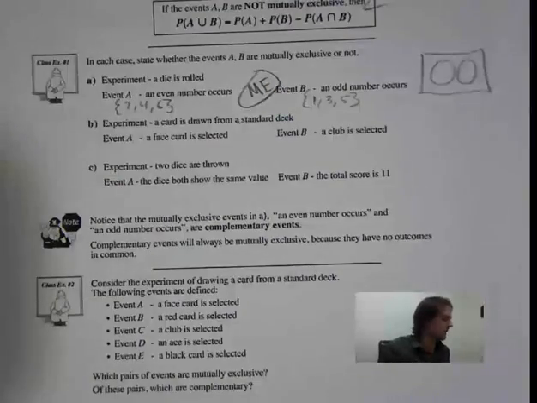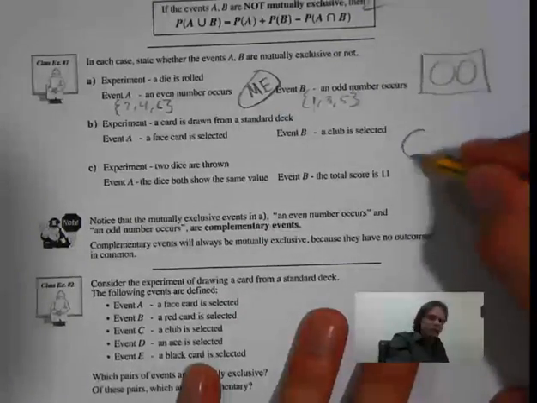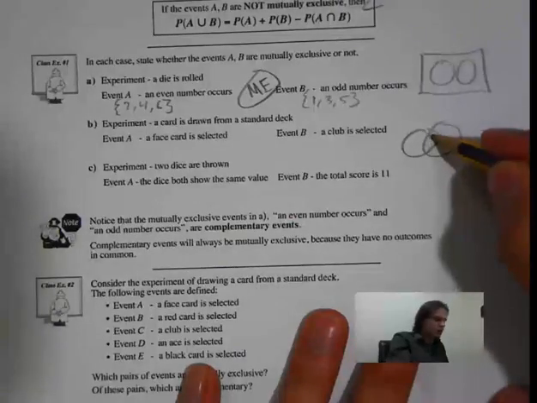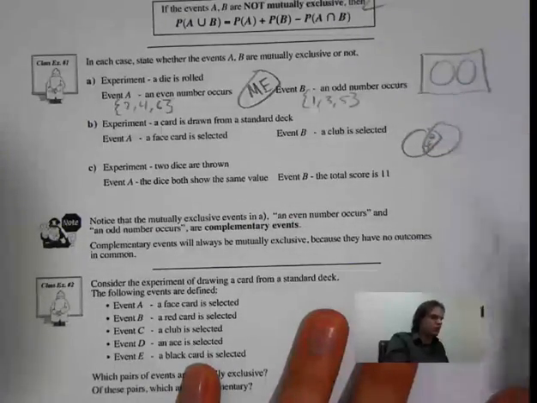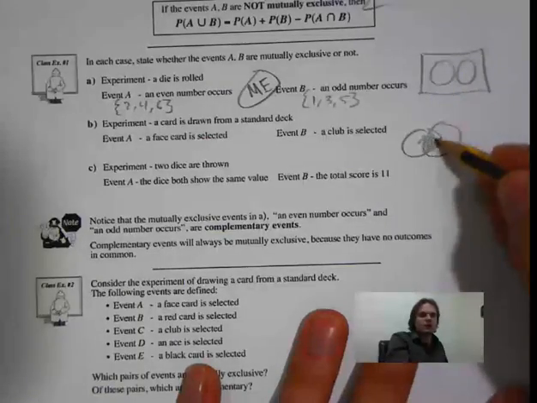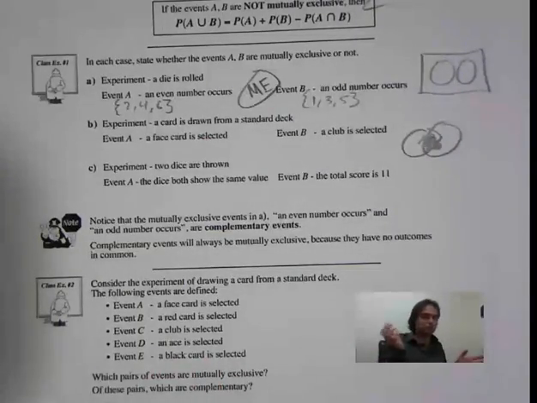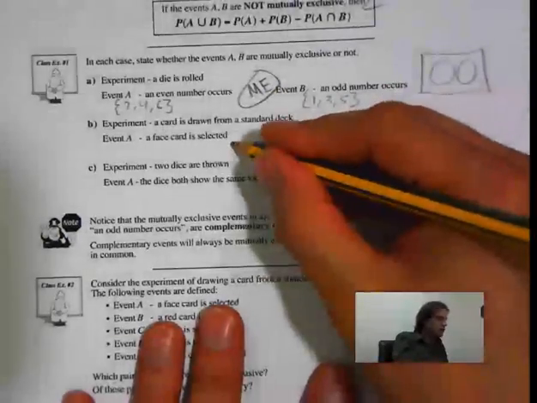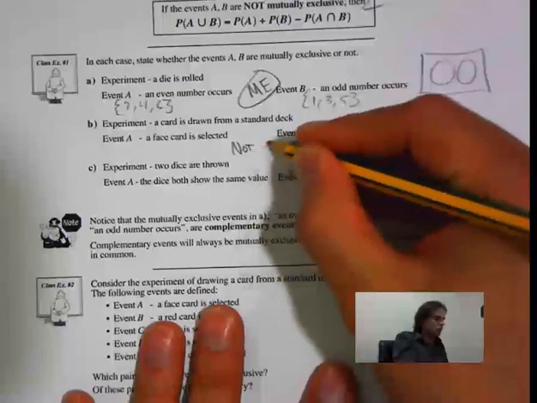Okay. Let's take a look at the next one. So we're looking at a standard deck of cards. Event A, a face card is selected. We could have king, queen, or jack. Event B, a club is selected. Well, wait a minute. Can't there be a king of clubs, and a queen of clubs, and a jack of clubs? Well, yeah. So there is an overlap there. If we did this, there would be an overlap. We have a queen, a king, and a jack of clubs all in that middle. Right? They're in both. So, what does that mean? This is not mutually exclusive.